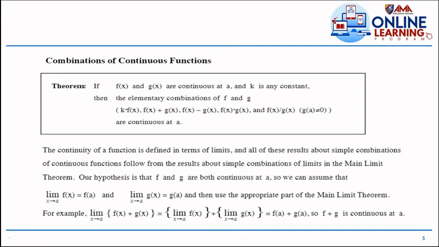So, next we have your D, combinations of continuous functions. If the function f of x and g sub x are continuous at a and k is any constant, then the elementary combinations of f and g, okay, k multiplied by f of x. So we have now the theorems on limit, no? Constant multiplied by the function.